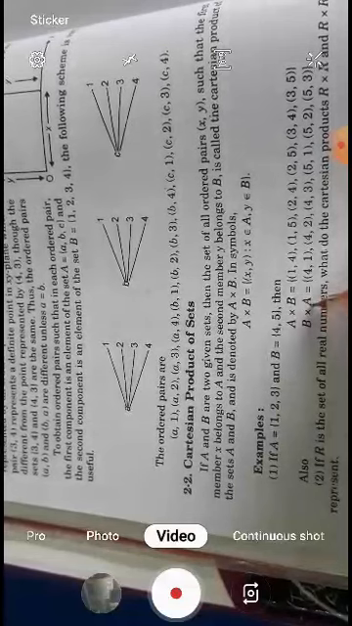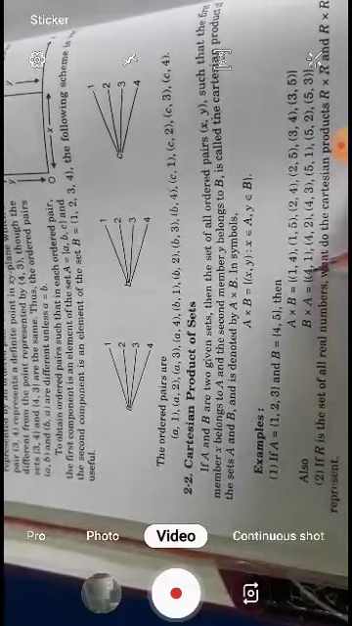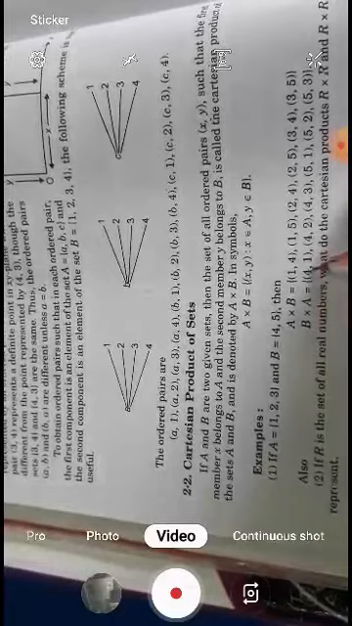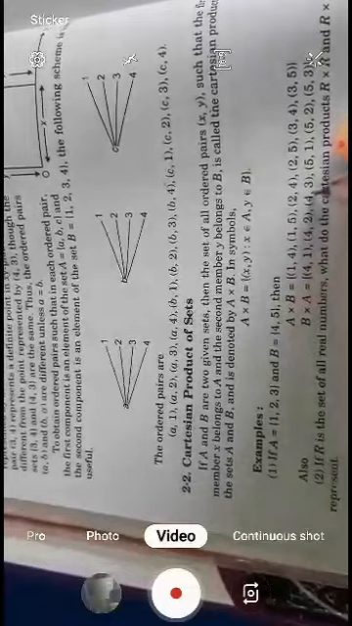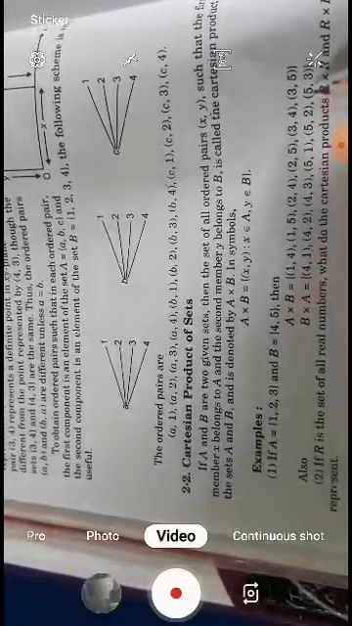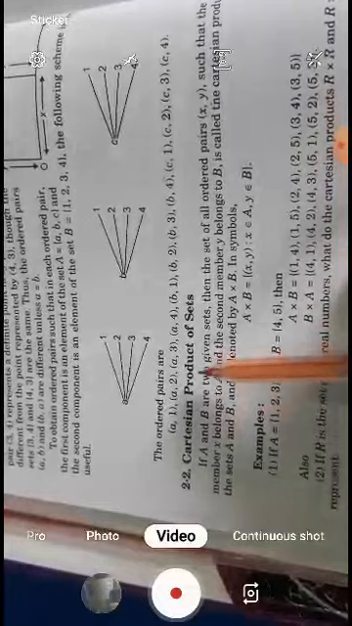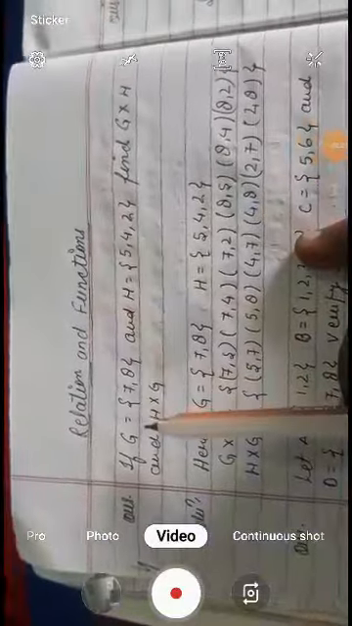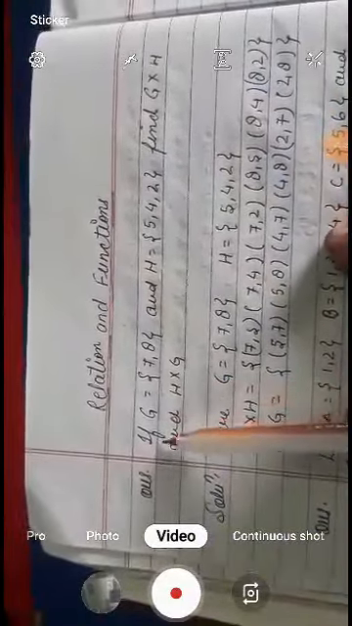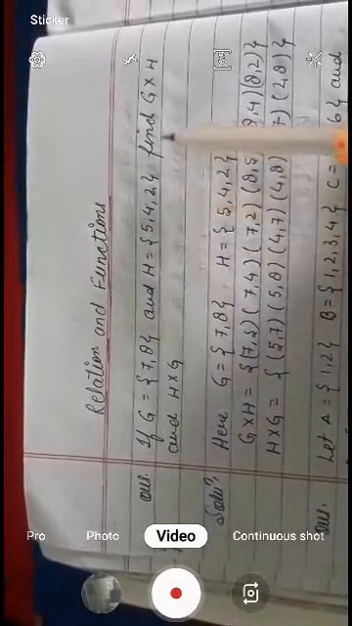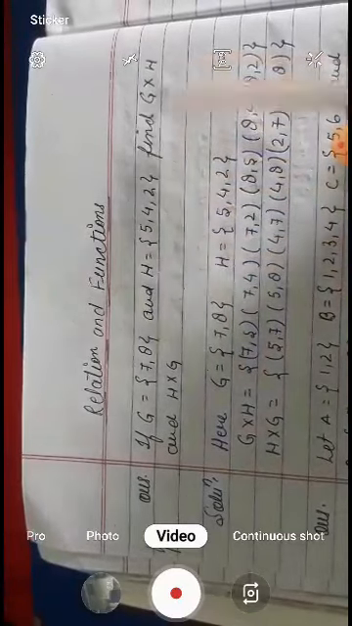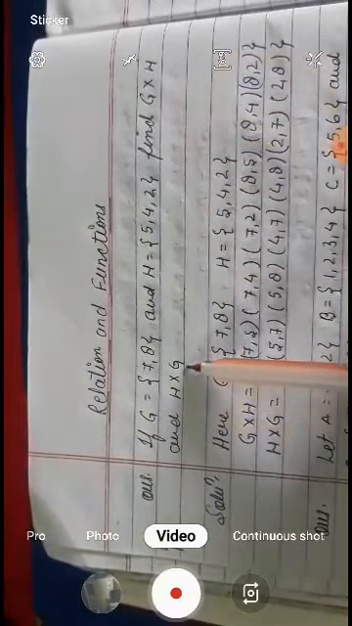If we are taking B cross A, then the first element comes from B: (4,1), (4,2), (4,3), (5,1), (5,2), (5,3). This is called the Cartesian product of the sets. Is it okay? Now, a question: if G = {7, 8} and H = {5, 4, 2}, find G cross H and H cross G.